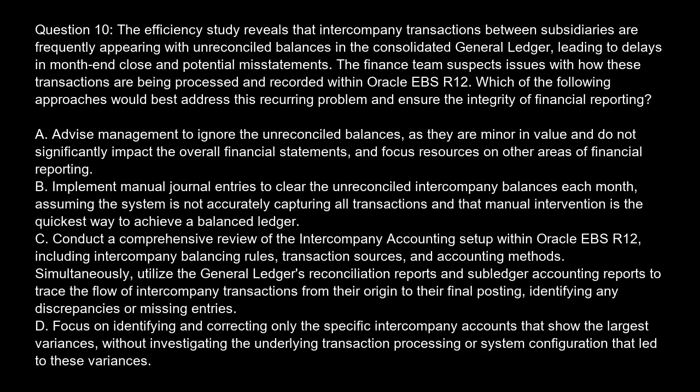Option B. Implement manual journal entries to clear the unreconciled intercompany balances each month, assuming the system is not accurately capturing all transactions, and that manual intervention is the quickest way to achieve a balanced ledger.